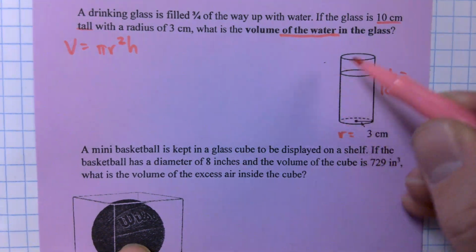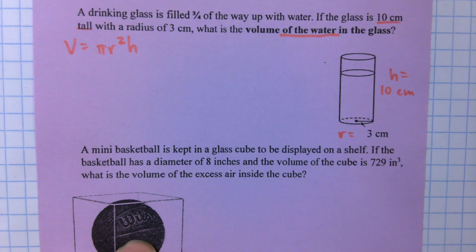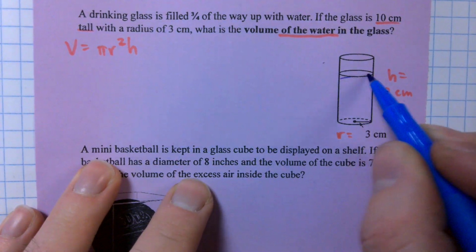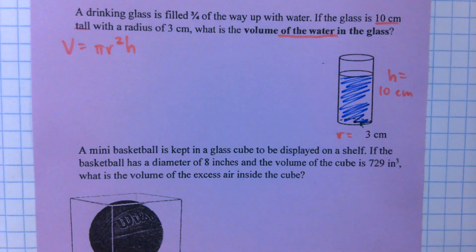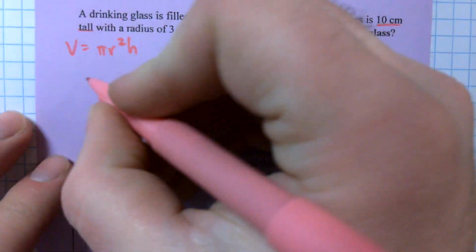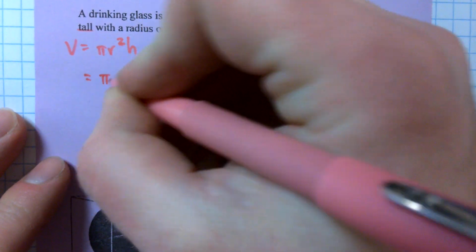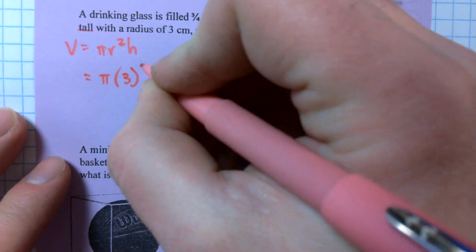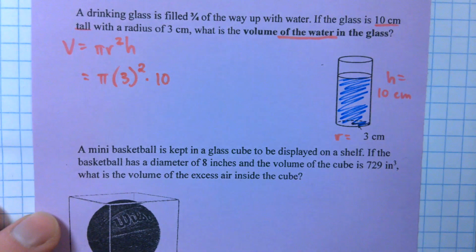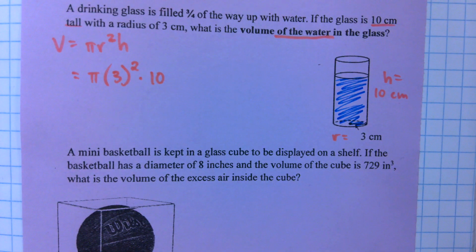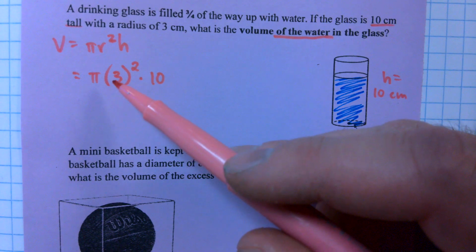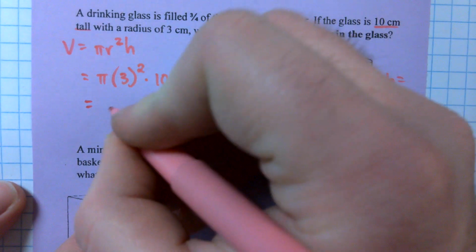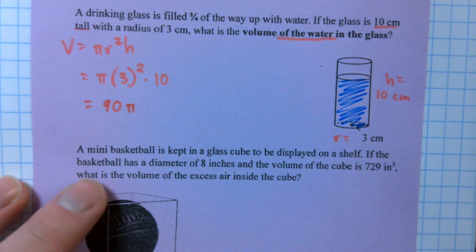So you know what? Let's find the volume of the entire glass first, right? The water is only up to this line right here. All right, this little blue space right here, that's the water in the cup. But we're going to find the volume of the whole glass first because that's what we know how to do. Pi times r, which is 3, squared times h, which is 10. Well, what is 3 squared? 3 times 3, which gives me 9. And what's 9 times 10? 90. So we get 90 pi.